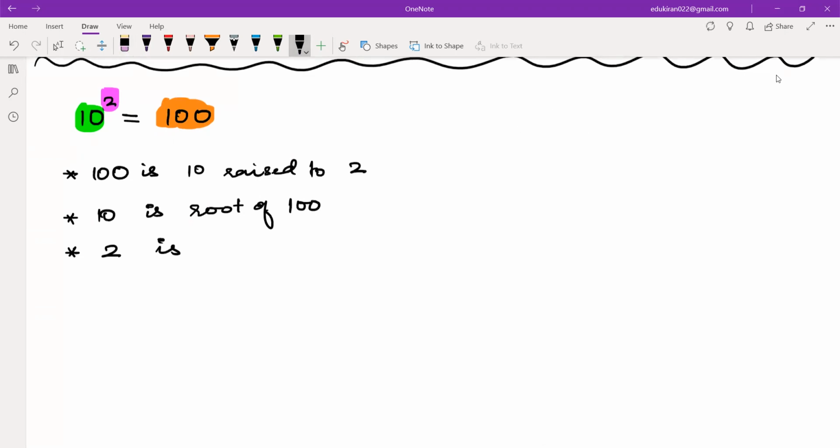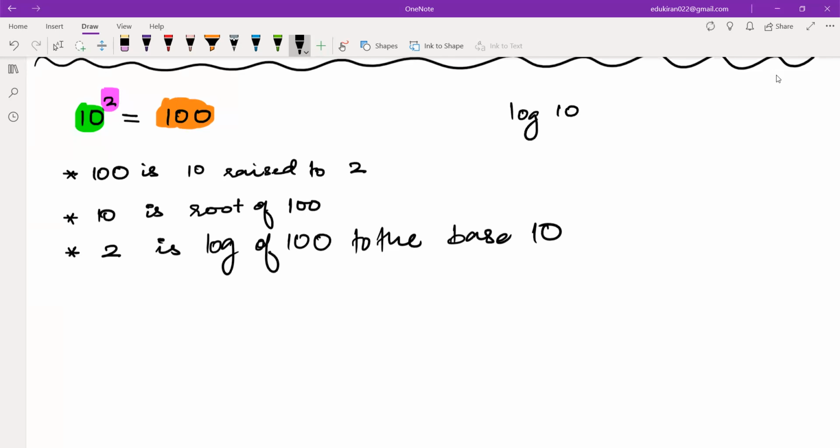So what is 2? 2 is the log of 100 to the base 10. This is how they define log. So what is log? It is simple. Log of 100 to the base 10 is equal to 2. What is 2? 2 is the log of 100 to the base 10. Now, Hiba, you will remember it like this: 10 square is equal to 100. 10 to the power 2 is equal to 100. Can you remember this? Yes or no?